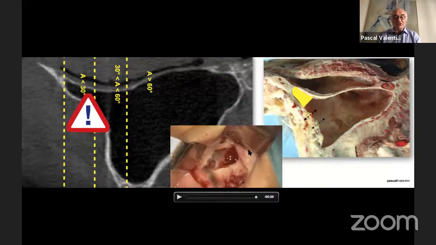That means that in order to prevent this, we have to be able to dissect this area in direct view in order to prevent the perforation. That means that this window is in the wrong position. The window has to be very anterior, as close as possible to the anterior wall of the sinus.